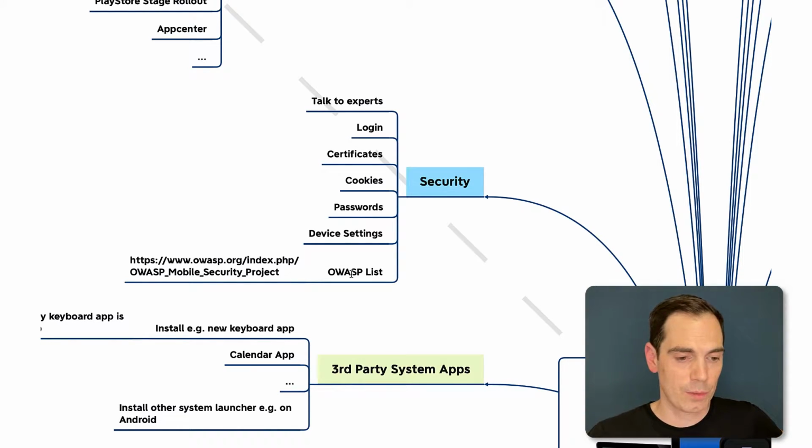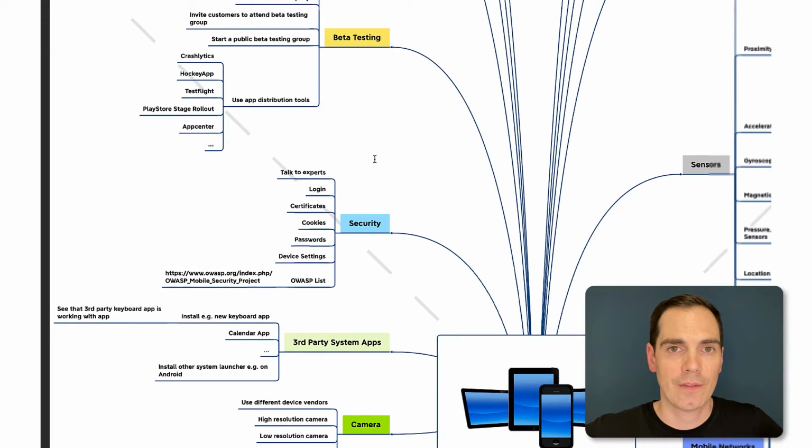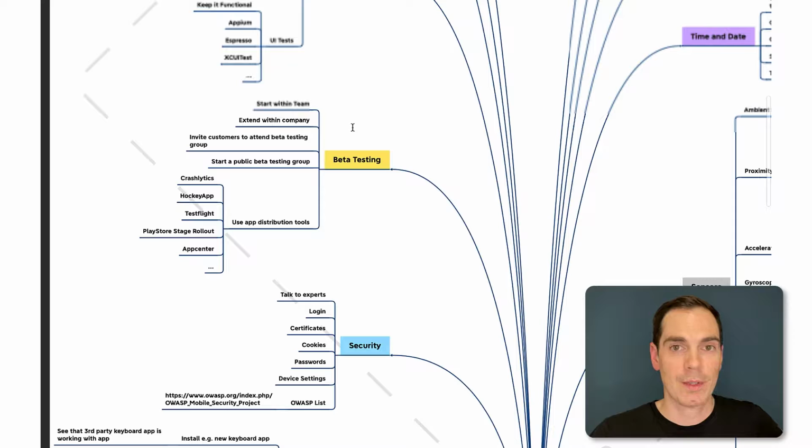A good starting point where you can take a look is the OWASP Mobile Security Project. They have a really nice overview of potential security topics that you have to cover as a mobile tester. So keep this in mind.